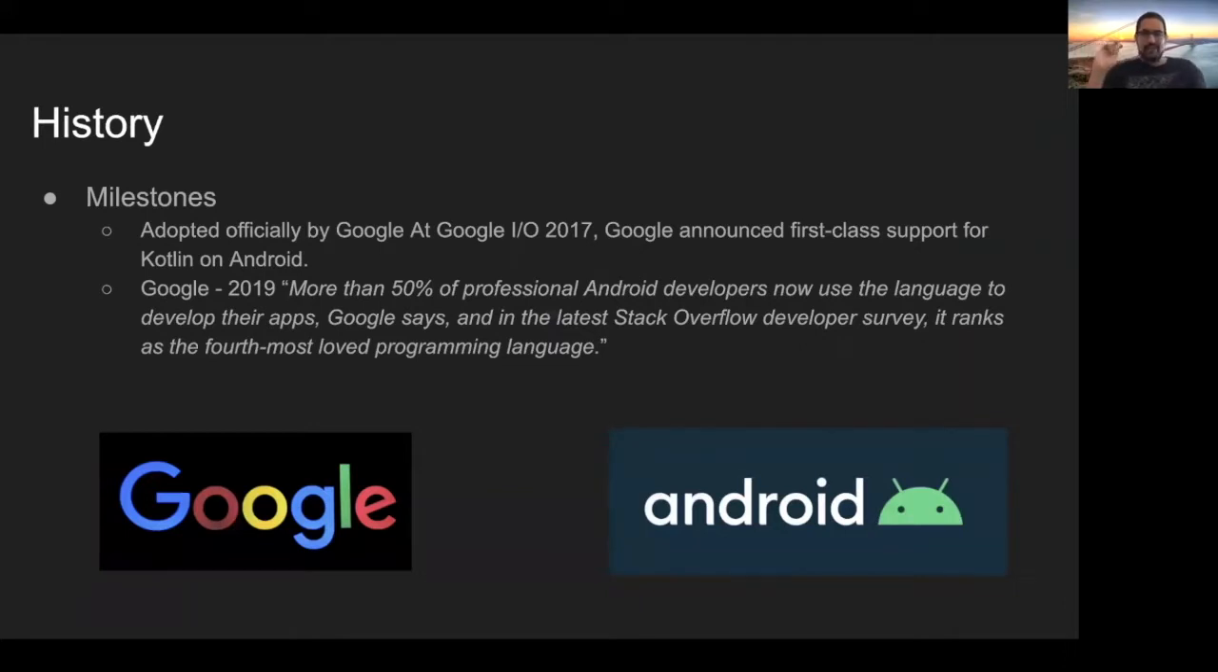So 2 years after that, Google announced that more than 50% of professional Android developers now use the language to develop their apps. And in Stack Overflow, it ranks as the 4th most loved programming language. When I give you a demo today, I will show you why that is. There is a really good explanation for it.